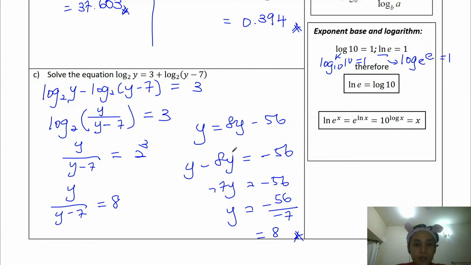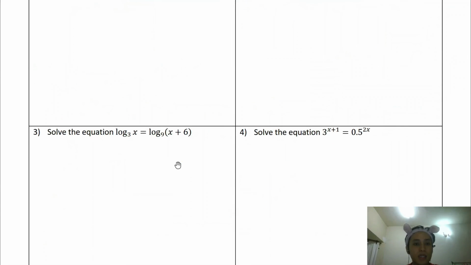Alright, so hopefully I calculated correctly. Let me check back again. Okay, it should be correct. So that is the answer. Okay, that is how you solve. Alright, so that will be it, I believe.